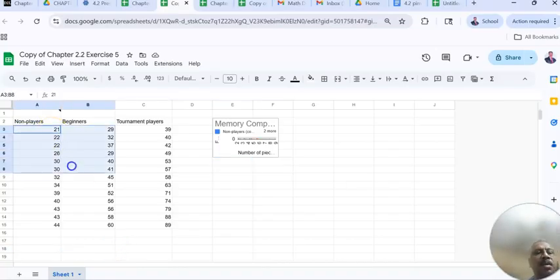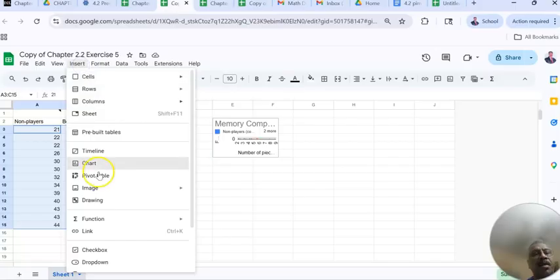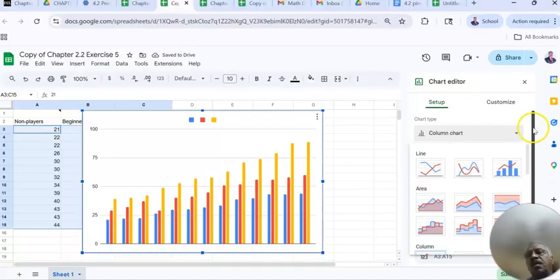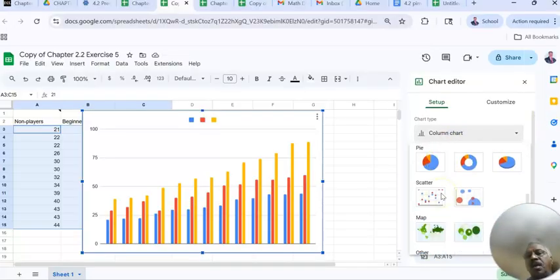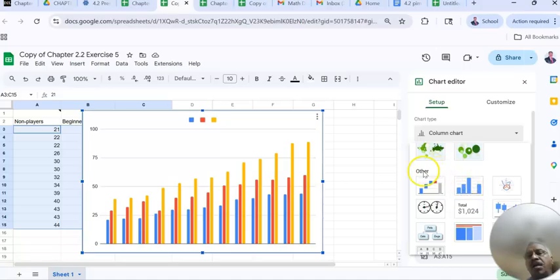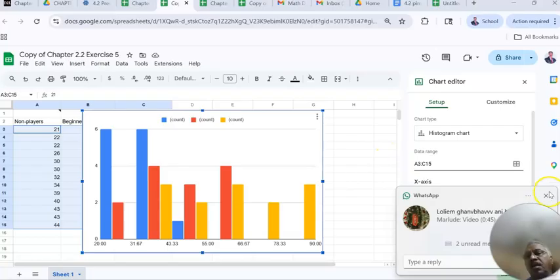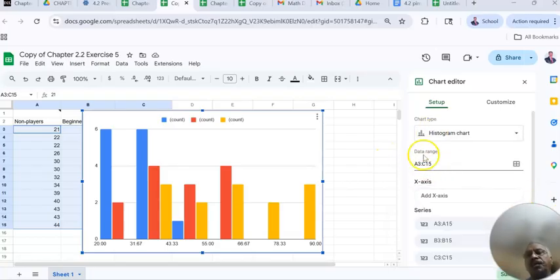So what I'm going to do is this first. Select all three because we have three sections: non-players, beginners, and the tournament players. As usual, we'll put the chart. Now go here. We'll have to change this chart to histogram. If you go all the way down, there is an other option. So click on this one. And now, because the question was saying to have first 20 to 29, we have to do some changes here.